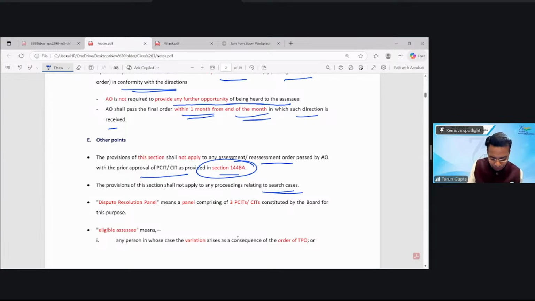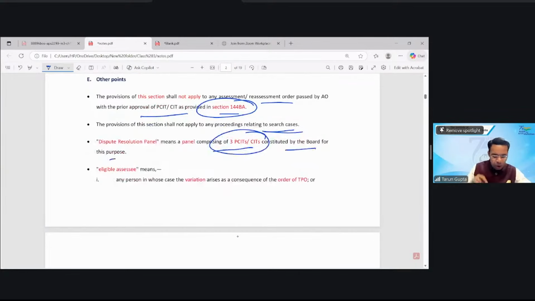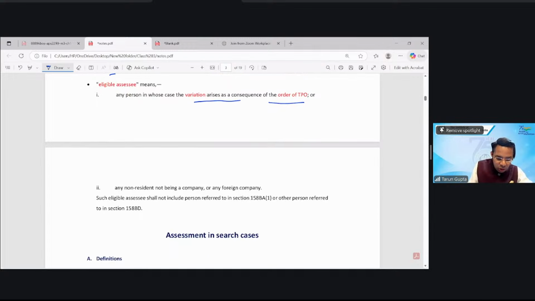Dispute resolution panel means a panel comprising of 3 PCITs/CITs constituted by the board for this purpose. A panel of 3 commissioners, very senior officers. Okay. Now, lastly, what is the eligible assessee? Eligible assessee means any person in whose case variation arises as a consequence of the order of TPO. You're with me? Or any non-resident not being a company, or any foreign company.